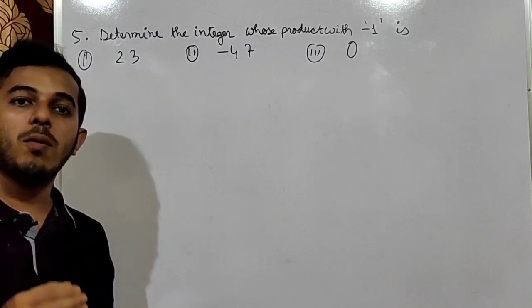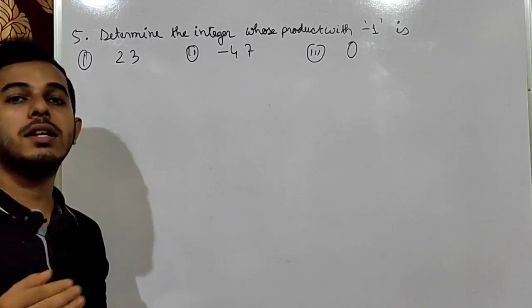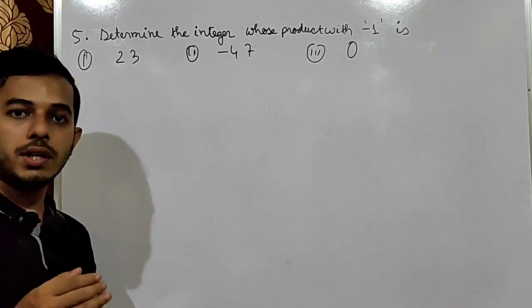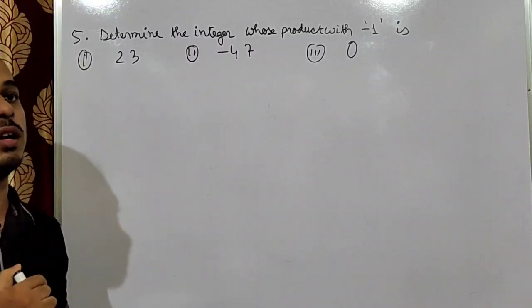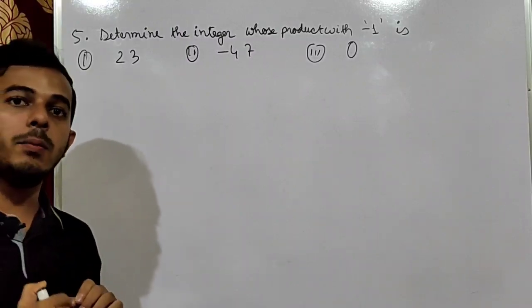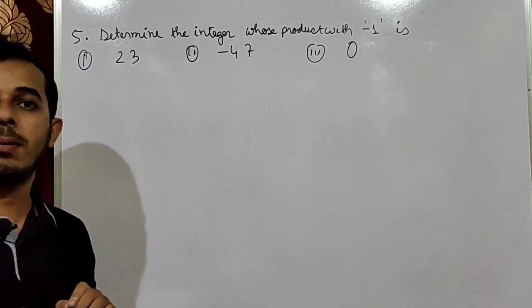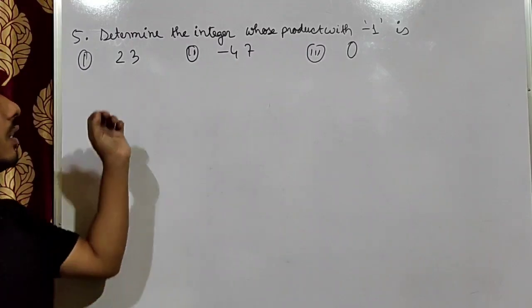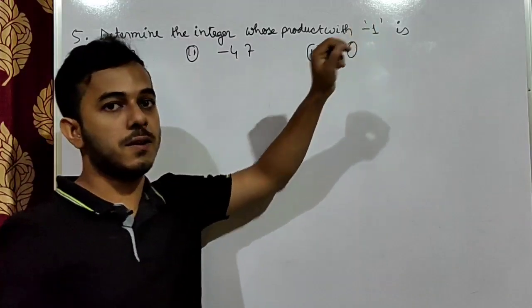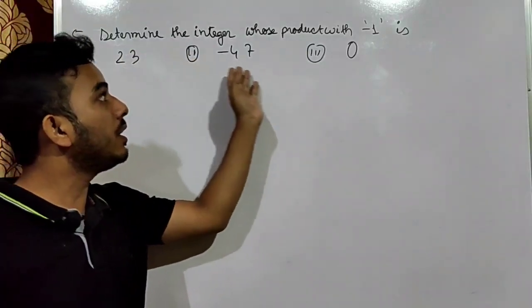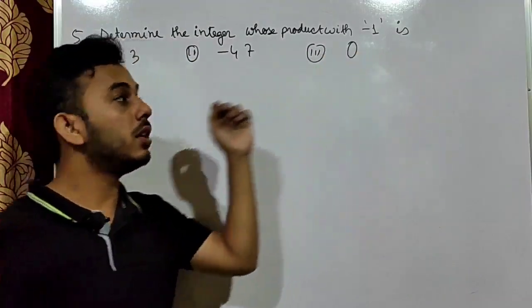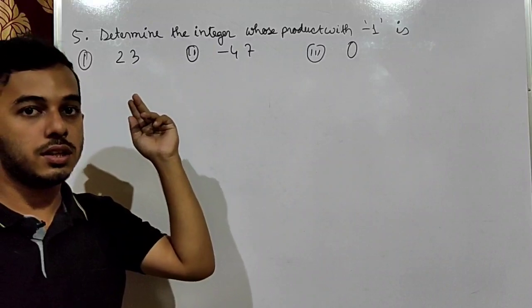Because we know if we multiply any number with 1, the result will be the number itself. Up to this clear? Okay. That means if we multiply any number with 1, we will get the number itself as the result. Now you have to consider this minus sign. That means determine the integer whose product with -1 is 23.